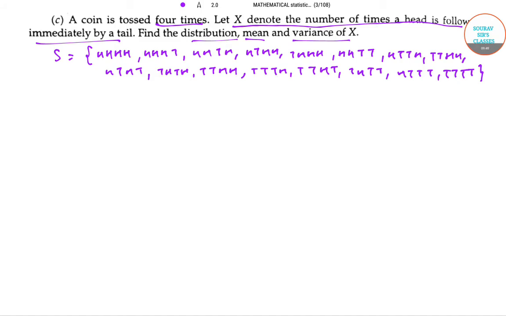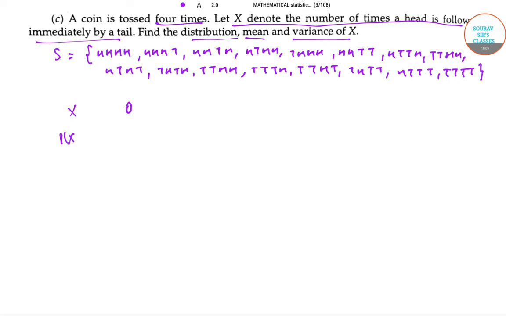So now let us create a table for x and its corresponding probability. And let us define, is there any chance that a head is not followed by a tail? So x would be 0. And if we notice, for the first one, yes, and everywhere else a head is followed by a tail. Well, actually not.